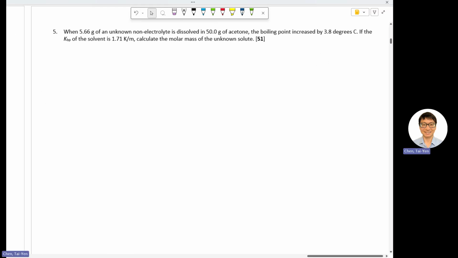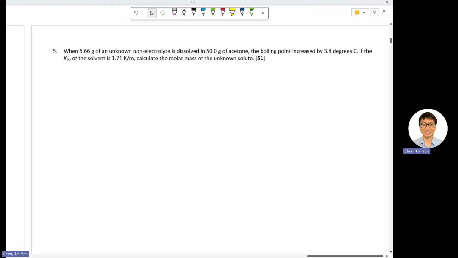Okay, so when 5.66 grams of unknown non-electrolyte is dissolved in 50 grams of acetone, the boiling point increased by 3.8 degrees C. If the Kb is 1.71 K per molarity, calculate the molar mass of the unknown solute. Keywords: boiling point, right? Therefore, you know this equation you're going to use.